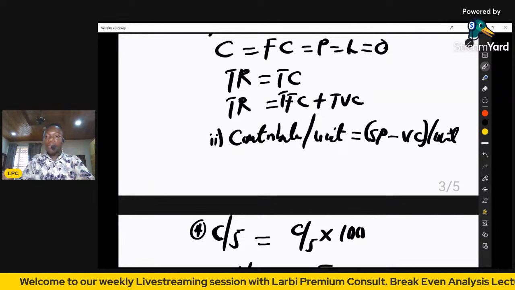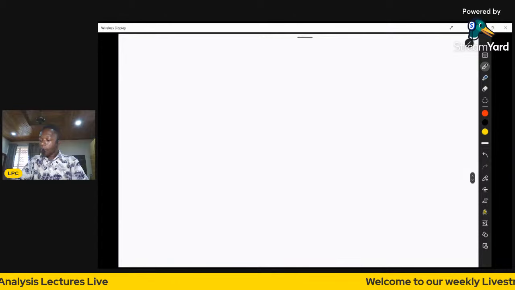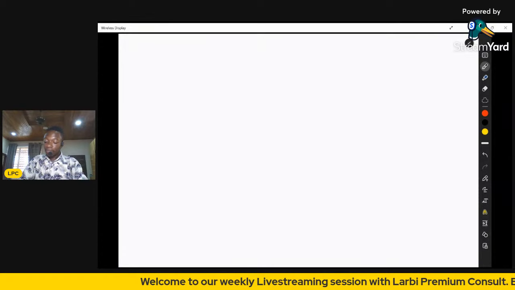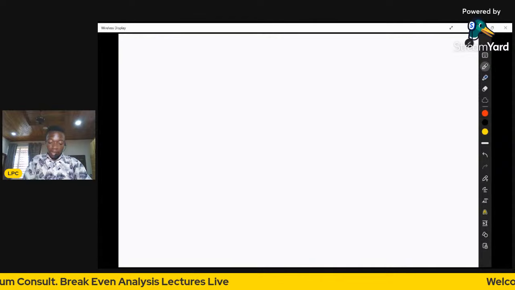I hope you have learned a lot from this. If you have any question, you can drop it, because we're going to solve one example question on this, and then we'll take it from there and end the discussion for today. So let's take an example from my book here. I wish you had this book. It's a textbook that I used. Let's take a simple exercise and see how far we can go.